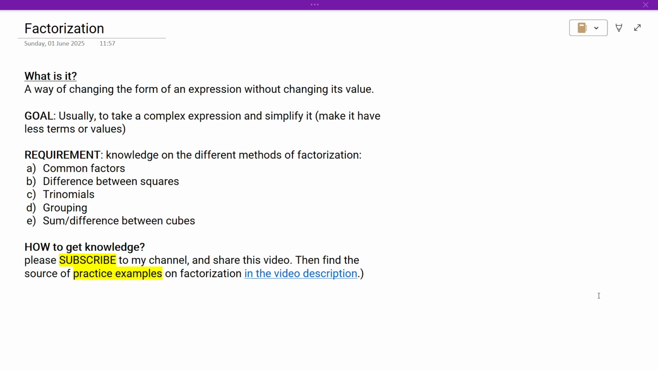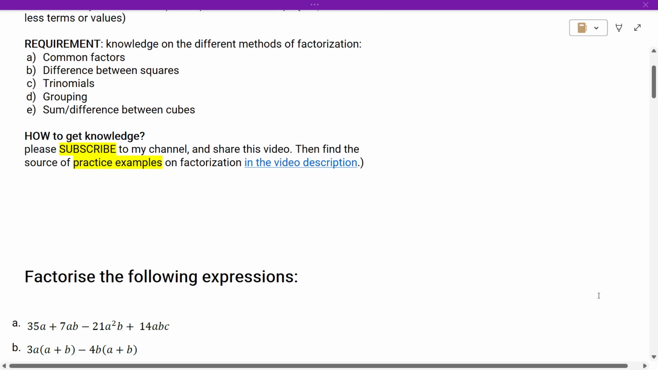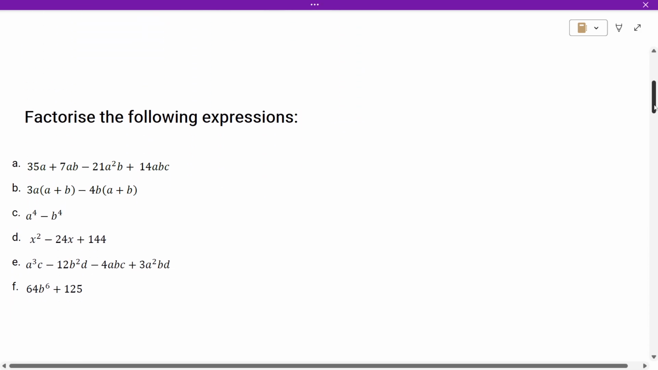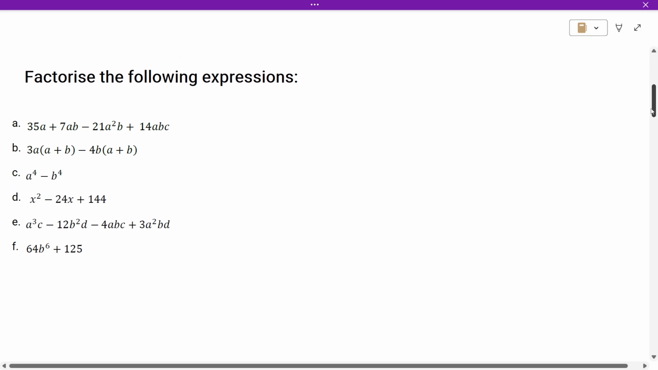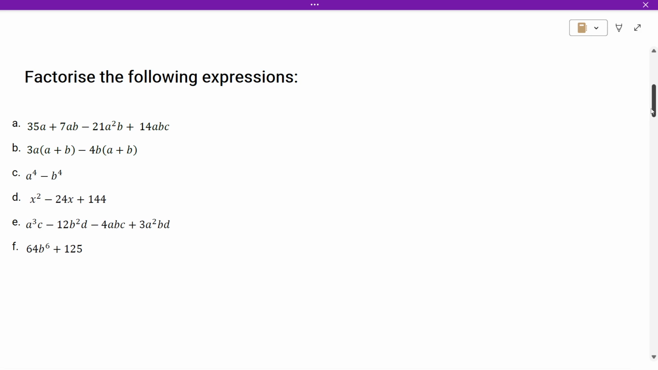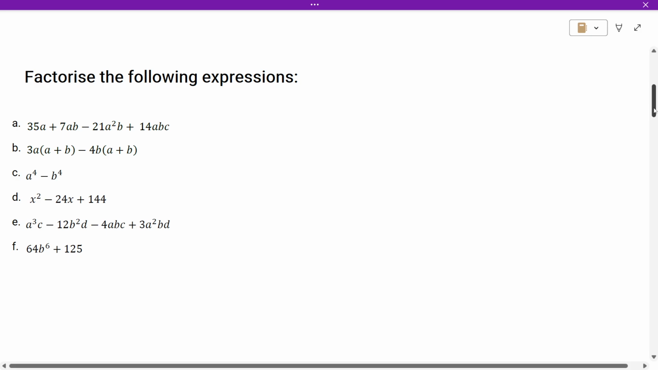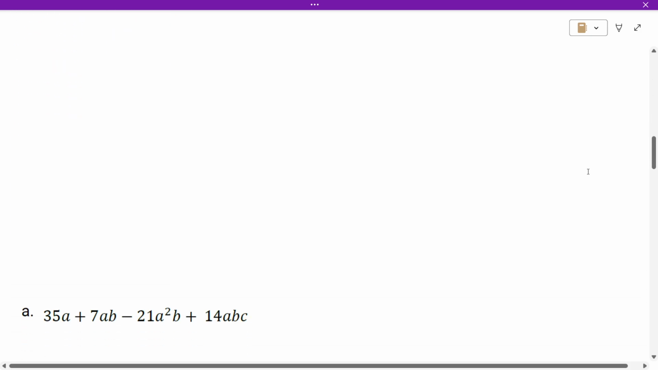For now, let's go to a couple of worked examples, because as we mentioned, it's only through practice that we can really do well. So what I'm going to do is ask you to pause the video right here and just try these examples first. Factorize the following expressions. Pause the video right here, give it a shot. All right, so assuming that you've given each of these examples a shot, let's go through them now together.